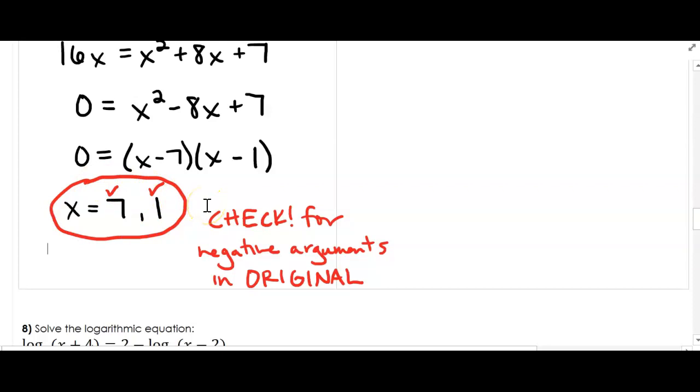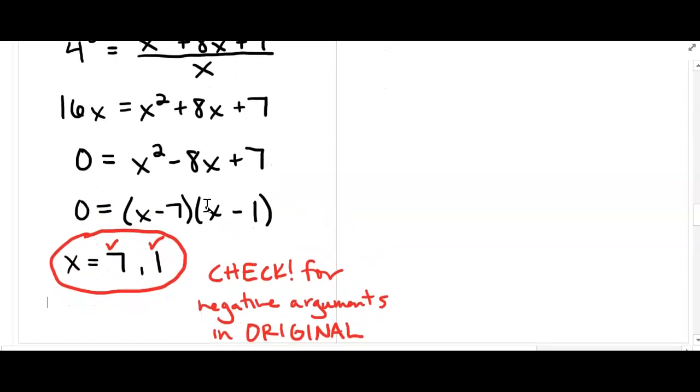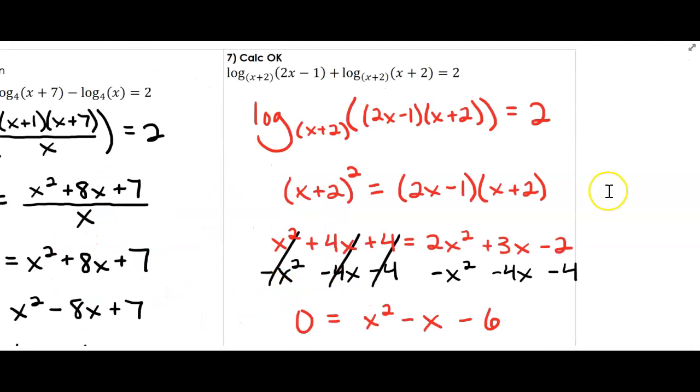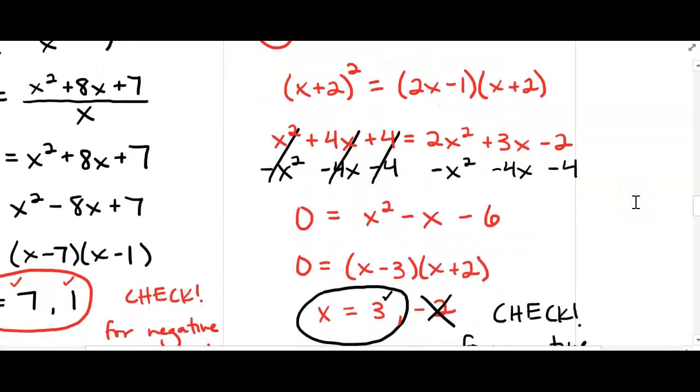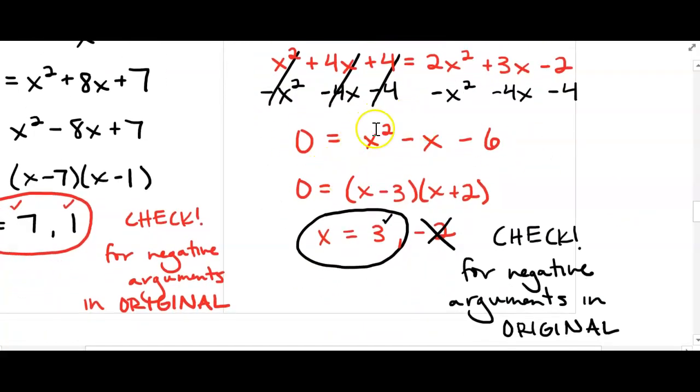Now that will not always be the case. For example, in number 7. I'm looking at my work for number 7. I've already shown everything here. I had to condense these two logs into one log, rewrite as an exponential, and continue to solve from there. Once again, ending up having to solve a quadratic to get to x, to the point where I get x equals 3 and x equals negative 2.